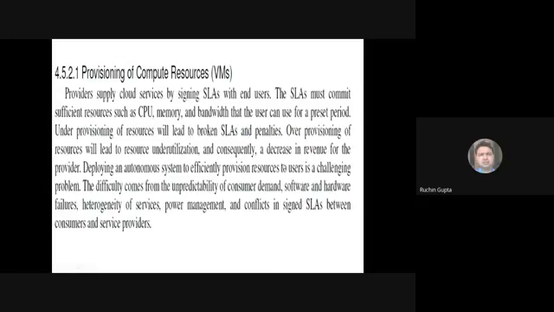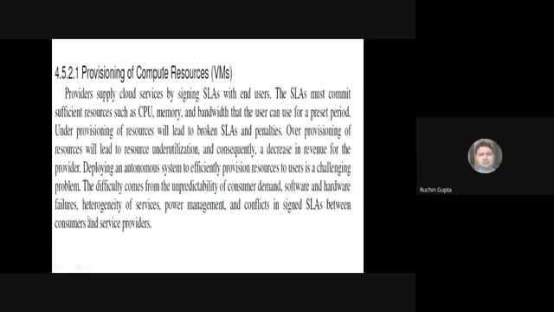So what is the idea? The idea is to deploy an autonomous system which can efficiently provide the resources to different users, okay, in real time. Okay, now what is the main difficulty in this? It is not possible to predict the consumer demand at a particular time because the consumer demand may vary with the period of time. And it is not possible to predict the software and the hardware failures. They may occur in real time, they may occur all of a sudden.